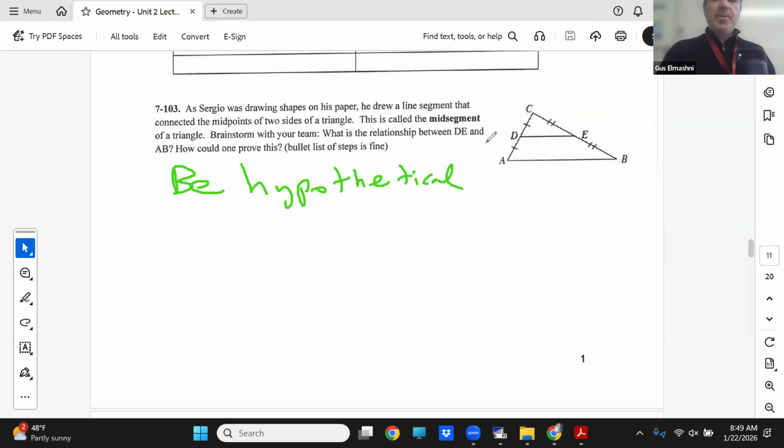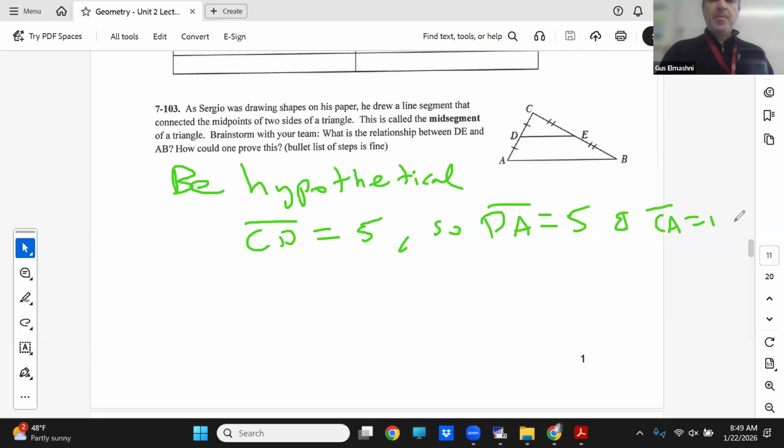Give me a number for a length of CD. How long do you want CD to be? 5. So DA also equals 5, right? And what does CA equal? Okay, good. Okay, what about CE? Give me a number for CE. 7. Okay. Surprised you guys didn't say 6, 7. All right. So it's getting old, I know. So EB also equals 7. So what does CB equal? Perfect, good.